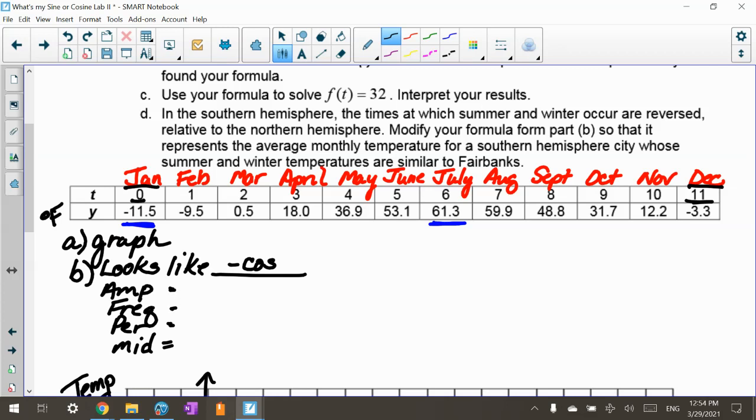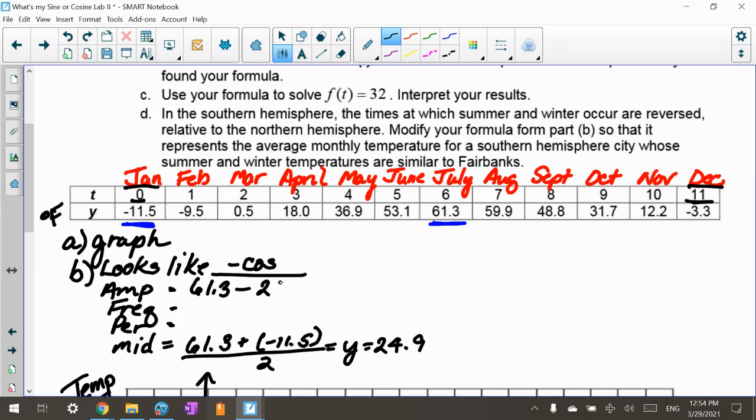So the midline is what I always do first. I'm going to take my high plus my low, which is a negative 11.5, and divide it by 2. And so my midline comes out to be y equals 24.9. My amplitude is my high, the 61.3, minus my midline, or my midline minus my low, and I'm going to get 36.4.